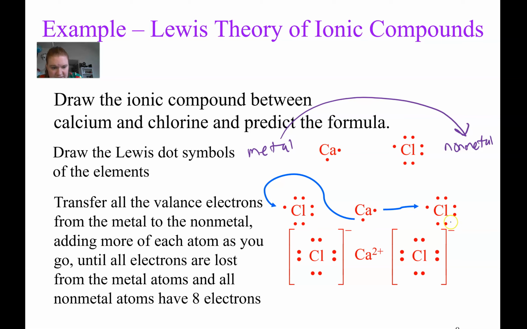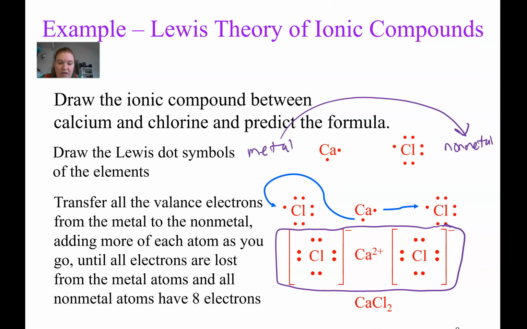And so that, see if I can circle just that, would represent the Lewis structure of that molecule. It's showing the structures of those ions, and that's showing the Lewis structure. The formula then would be which elements we used and their quantities. And remember, we always put the cation first, so CaCl2.